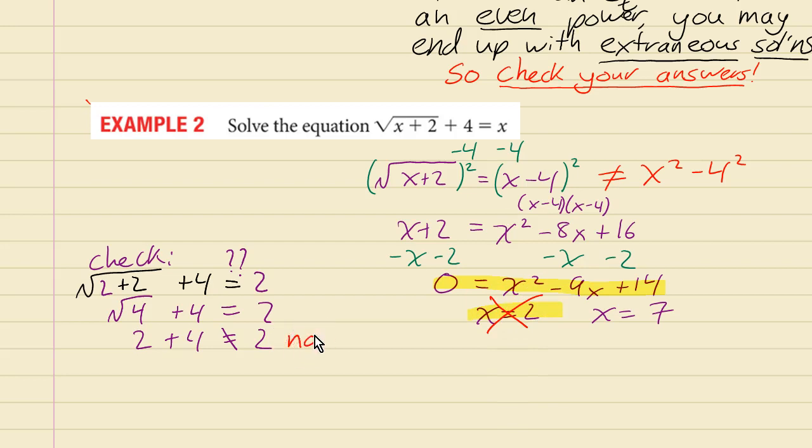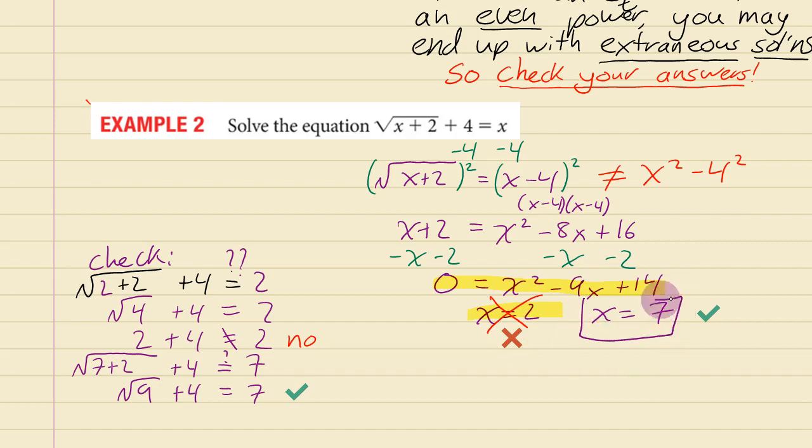So let's try x equals 7. That's going to give us the square root of 7 plus 2 plus 4. Is that equal to 7? So that's going to give you the square root of 9 plus 4. The square root of 9 is 3. So yeah, this one works. That is a solution. This one is not. So let's just put a box around that one. So yeah, this is another example of an extraneous solution.